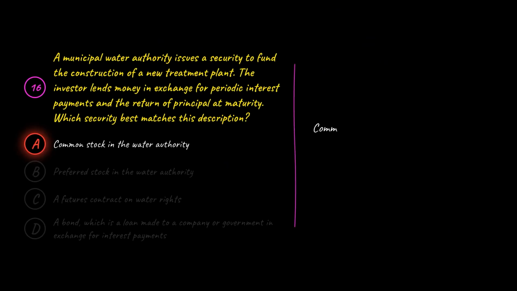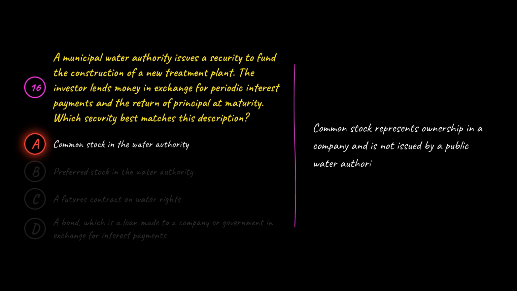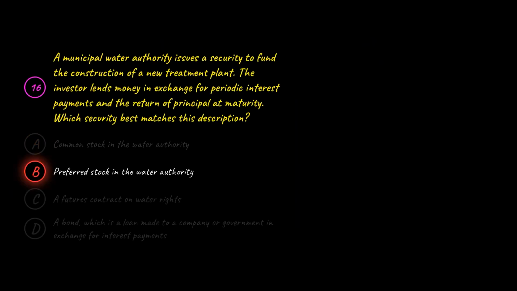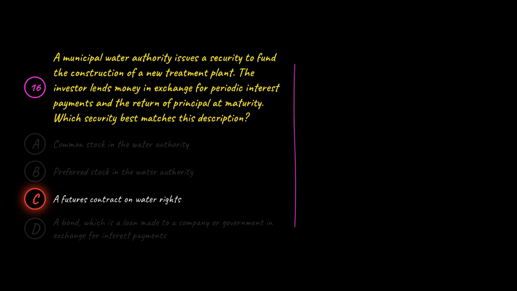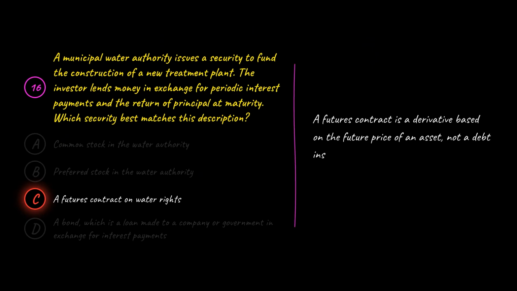A is wrong because common stock represents ownership in a company and is not issued by a public water authority to fund construction. B is wrong because preferred stock is an equity security, not a debt instrument, and would not be the mechanism for a municipal infrastructure loan. C is wrong because a futures contract is a derivative based on the future price of an asset, not a debt instrument used to fund a treatment plant.